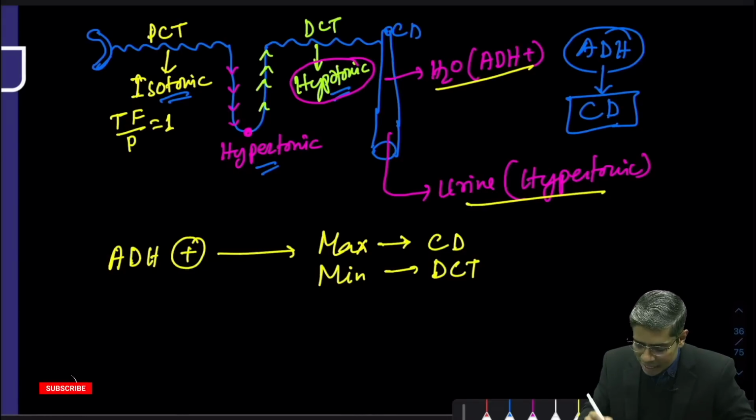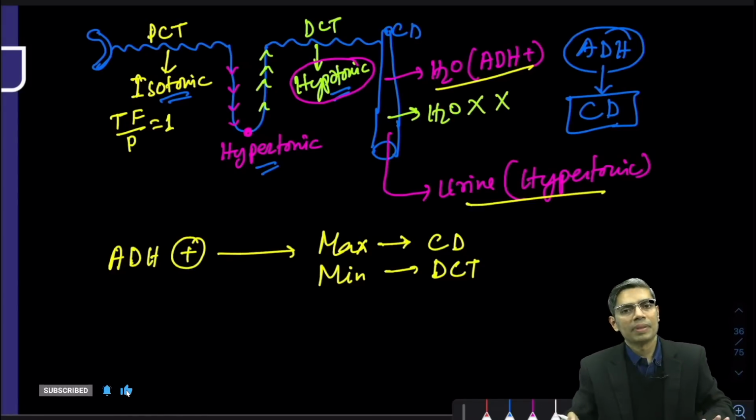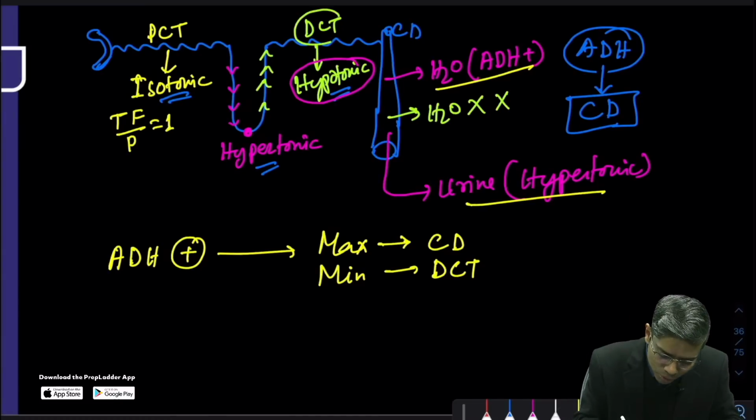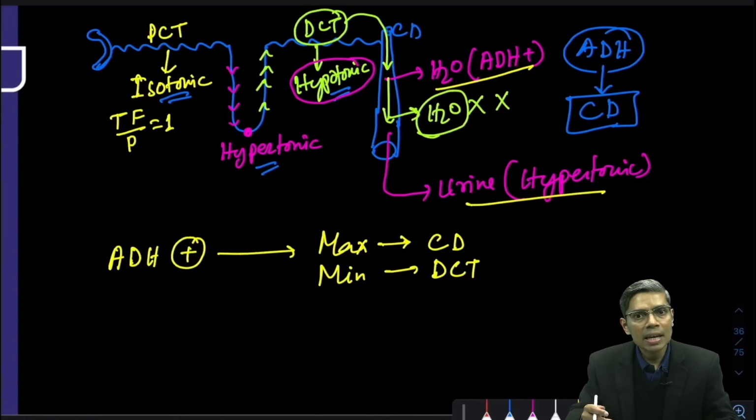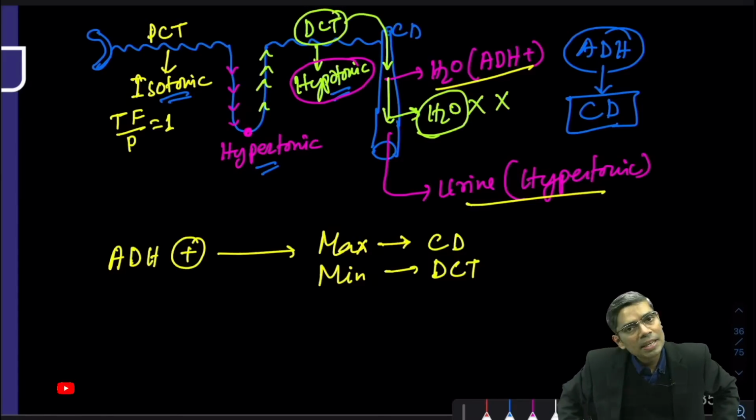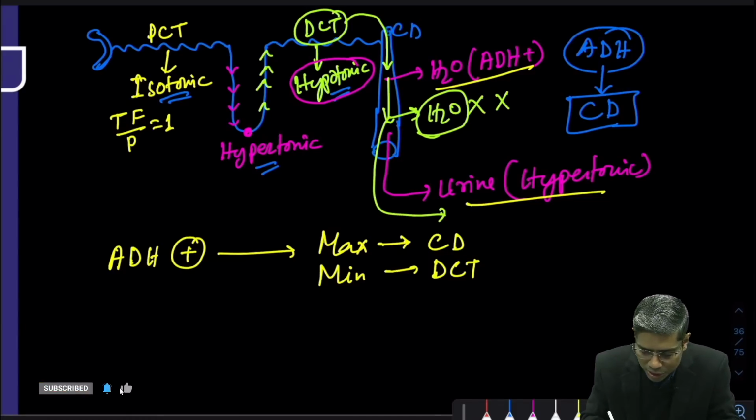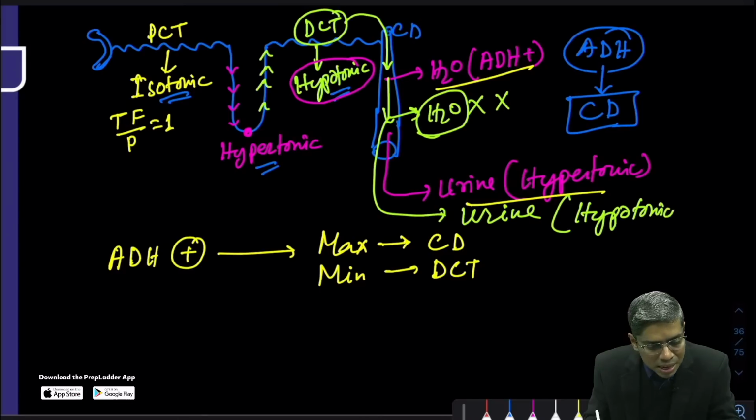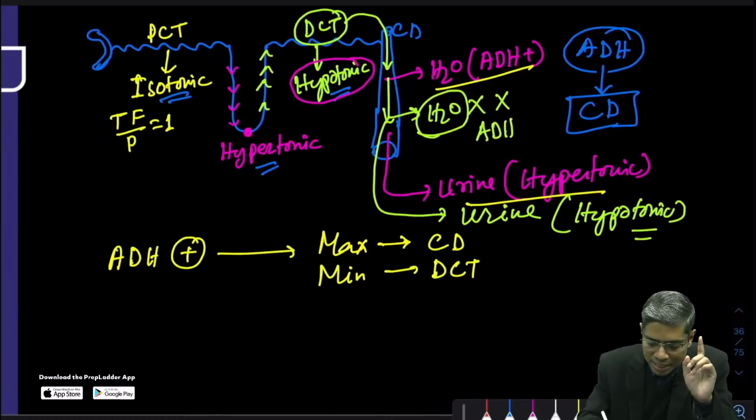But if the ADH is absent, then water reabsorption here is not going to happen. There will be very little percentage, around 2%. So, the hypotonic solution which was flowing through this collecting duct, you are not able to reabsorb water from it, or you can say you are reabsorbing solute continuously even at the level of collecting duct, but you are not reabsorbing water adequately. So, what will happen? The final tonicity of the urine will be further hypotonic. It will become more hypotonic than it was in the DCT. This is in absence of ADH.